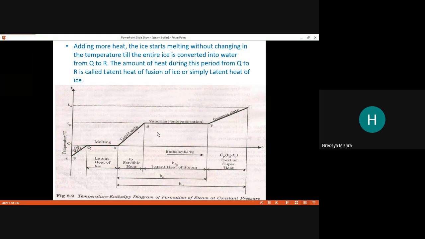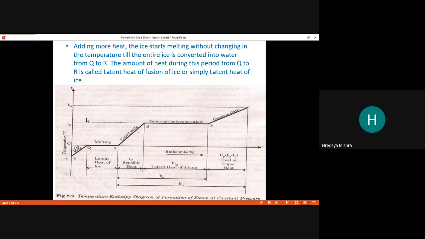This is your saturated steam. This is your water, water at 0 degree temperature. And here is your ice. So ice is converted to water, water is converted to vapor, and vapor is converted to the gaseous form, meaning there is no water content.